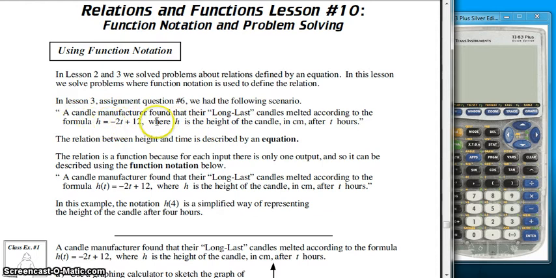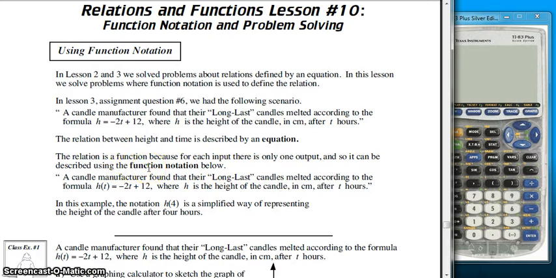So in lesson 3, some of the questions are like this. A candle manufacturer found that the longest-lasting candle melted according to this formula. h is the height of the candle, which is decreasing, and t is hours. h is measured in centimeters. Initially, when t is 0, plug in a 0 here, the candle is 12 centimeters high. And then as time goes by, it decreases by 2 centimeters every hour. So this relation between height and time is described by an equation, and then we can use function notation to represent the above. A relation is a function because each input has only one output, so you can write that in function notation.